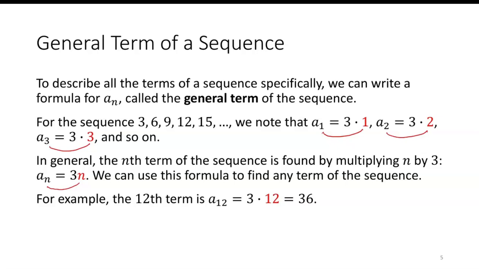So if I want to know the 12th term, you could just go 3, 6, 9, 12, 15, until you get to the 12th one that way. Or we can just say 3 times 12, which is 36. If I want to find the 100th term, well, it's much faster to use the formula to get 300.